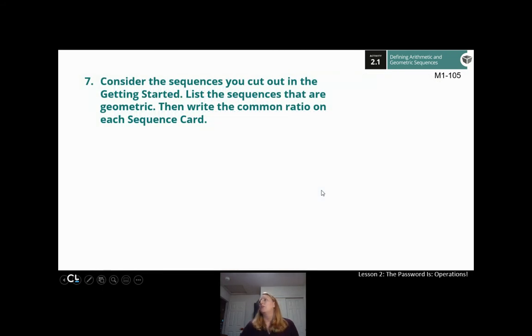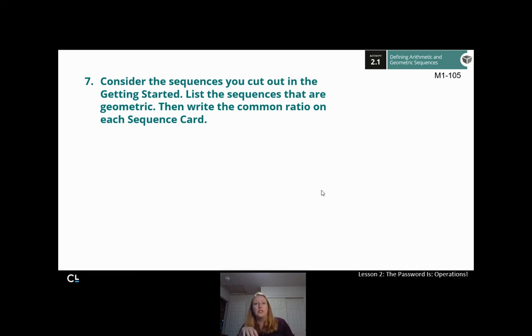So here's what I want you to do. I'd like you to consider all those sequences that we cut out in our getting started activity. And I would like you to list the sequences that are geometric. And then I want you to write the common ratio on each sequence card. So write that common ratio on the card. I know we wrote down the pattern already, but I'd like you to write down the actual common ratio.